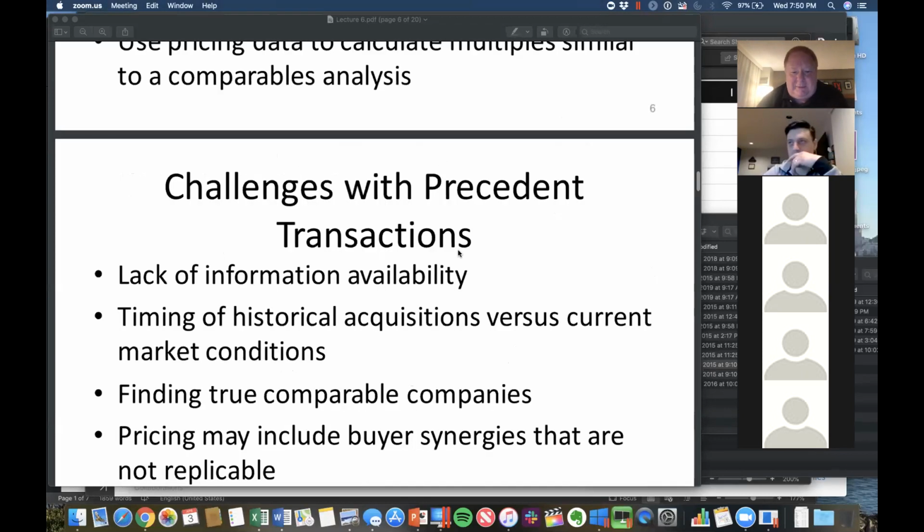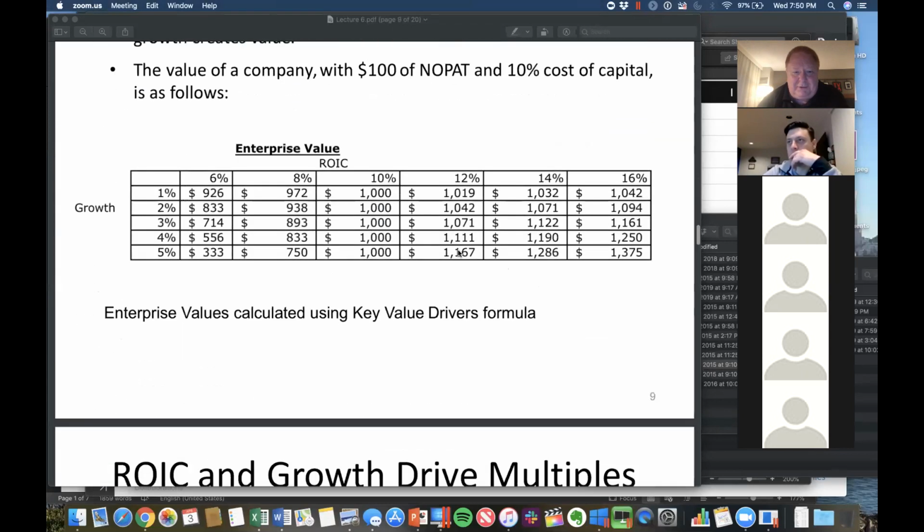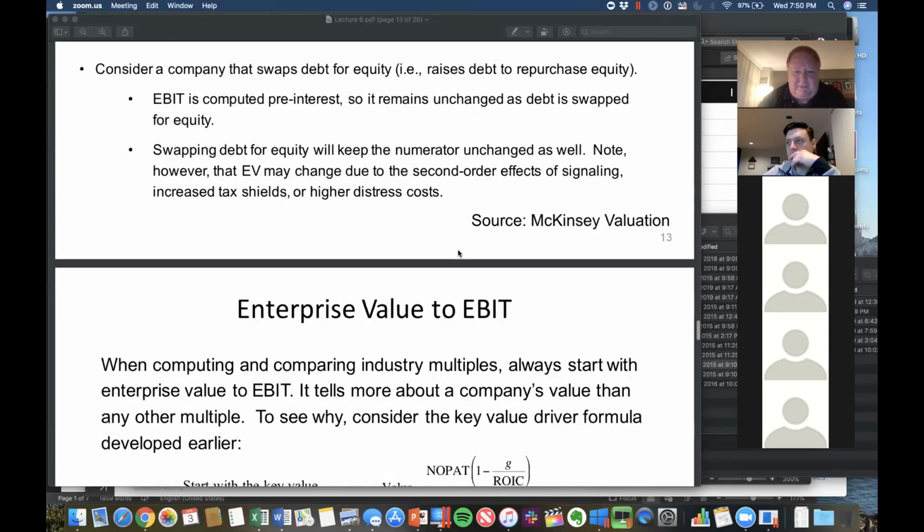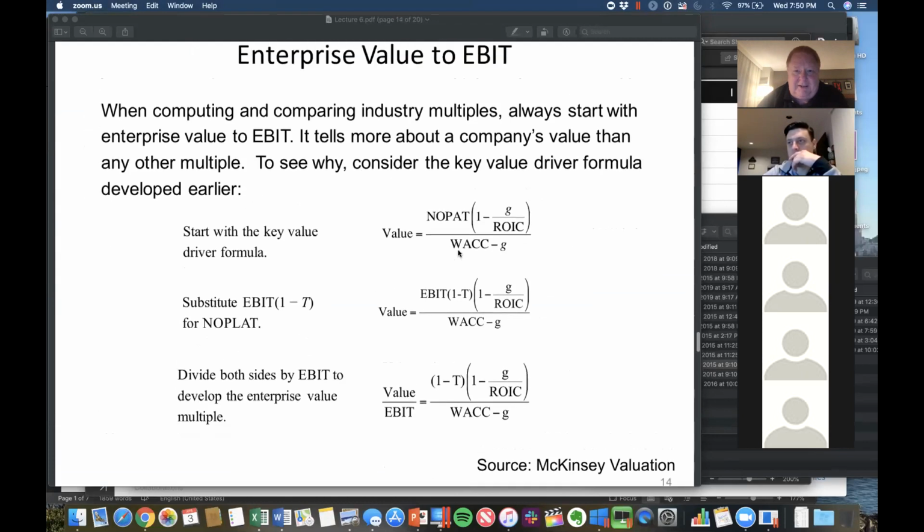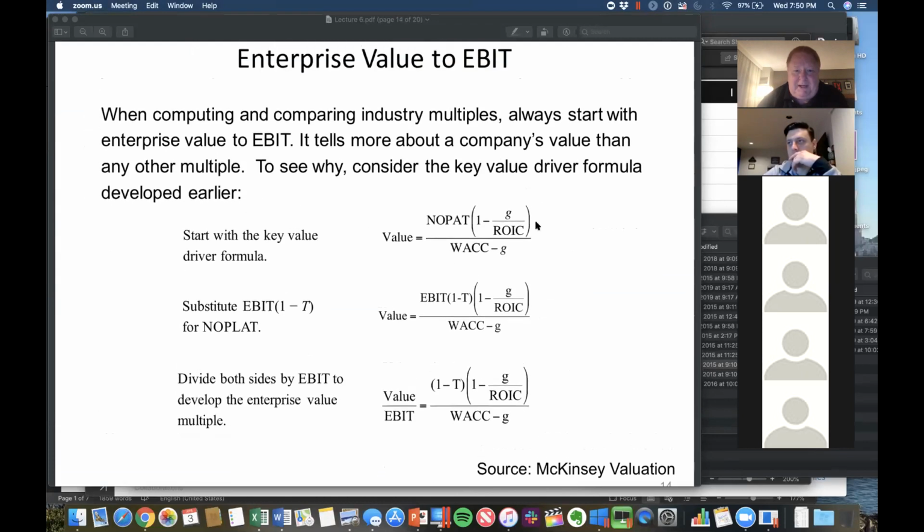I'm going back to some of the material that was in the book and in the video. This slide is just good enough to mention this. This is a representation of the key value. As a high level summary of what we've been doing, the difference between a company and a project is that a company lasts forever. So when we value a company, we value it assuming that it's going to last forever. In math, we call that a perpetuity.